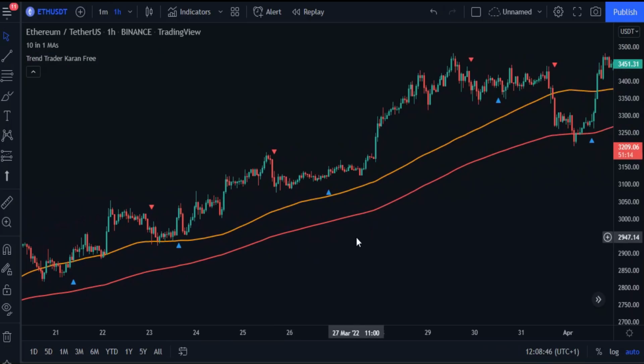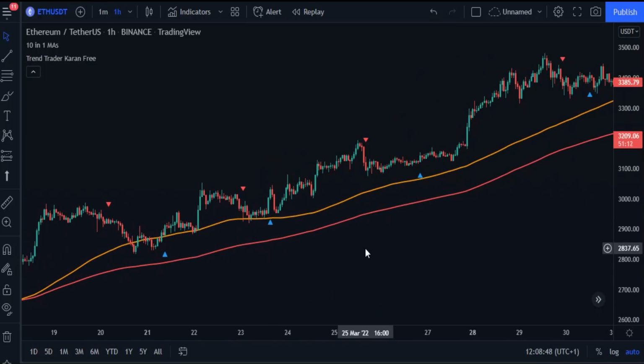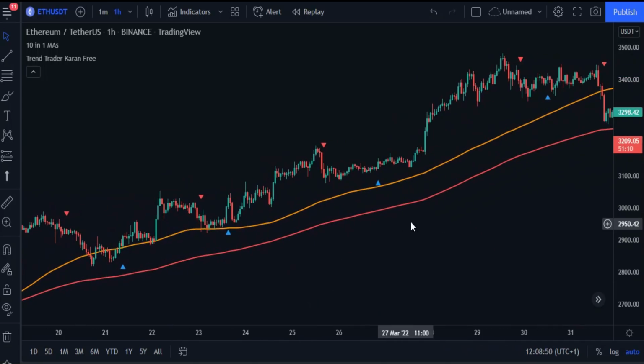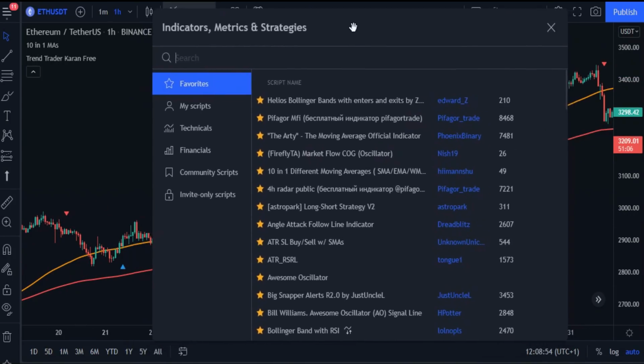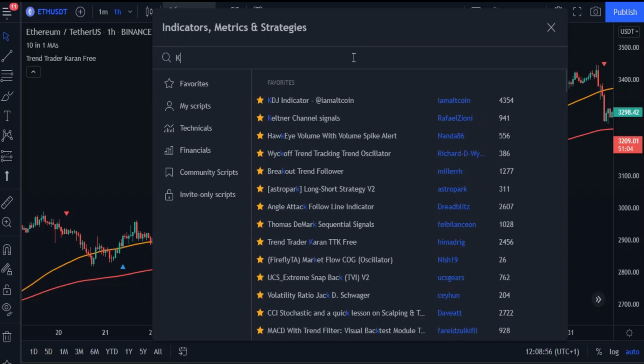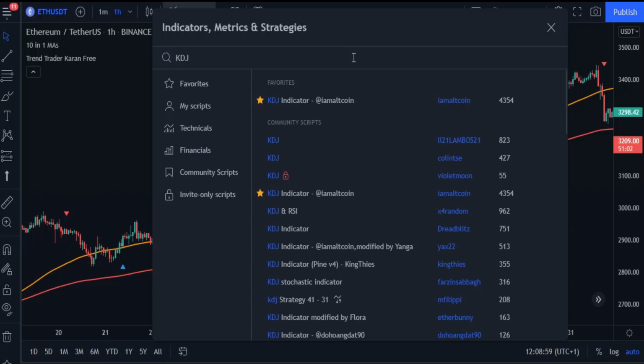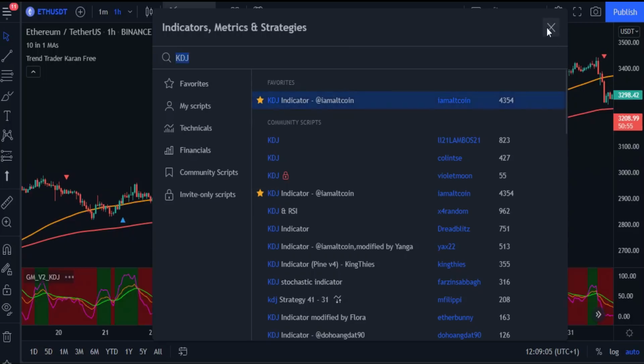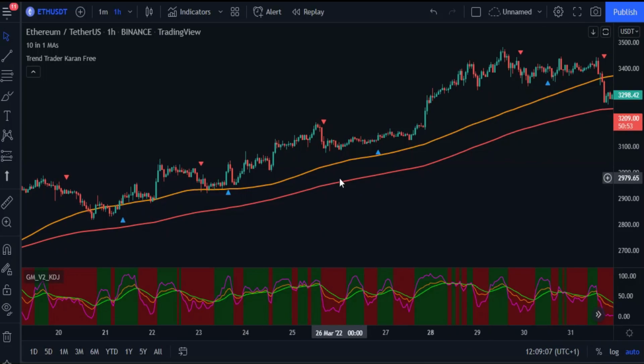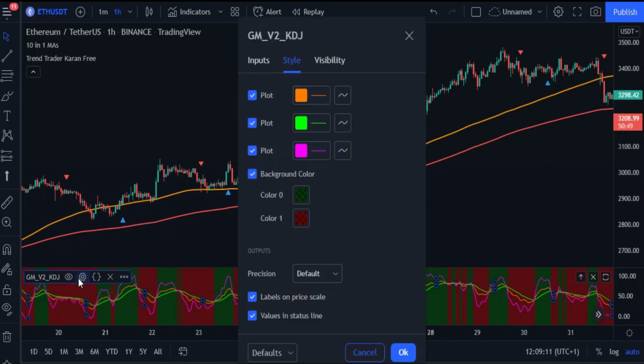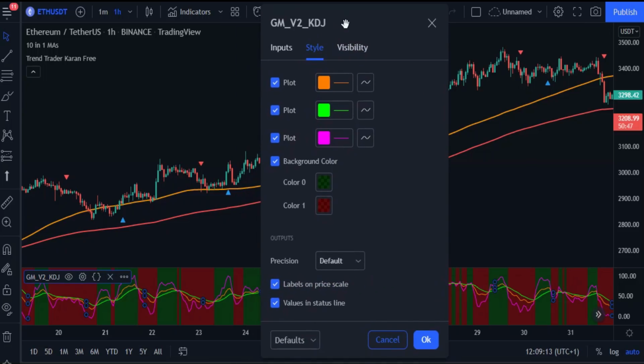This is good. We only have one indicator left, which is the KDJ indicator. Open the indicators box again and search for it by typing KDJ. Then choose this indicator, which was created by Altcoin. If you still remember, we talked about this indicator earlier in the Lorenzi strategy. But let's adjust its settings because it will be completely different in this strategy.